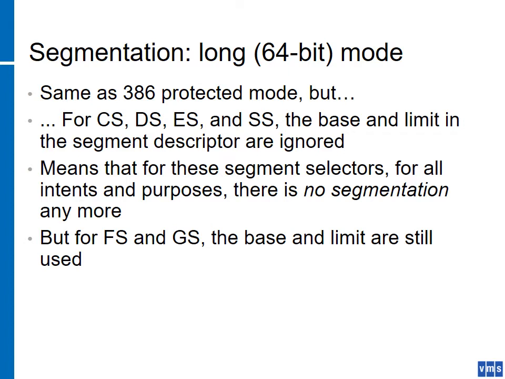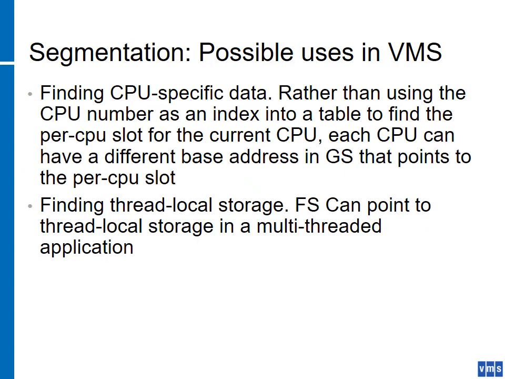But for the FS and GS registers, which I forgot to mention, they added 2 more segment selectors that programmers basically can use as they see fit, FS and GS. They added that when they added 386 protected mode. So in long mode, the FS and GS segment selectors are now special, because for them, the base and the limit do matter. And so, why would you do that?